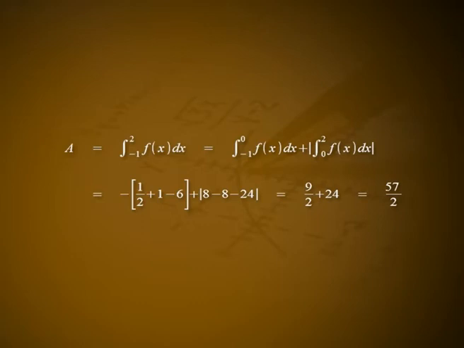That is equal to minus of 1 by 2 plus 1 minus 6 plus modulus of 8 minus 24, which is equal to 9 by 2 plus 24, which is equal to 57 by 2.